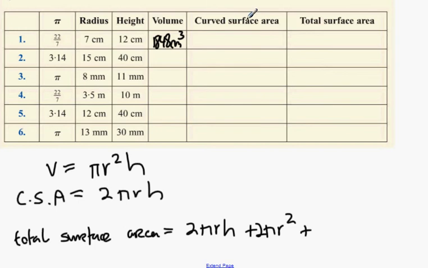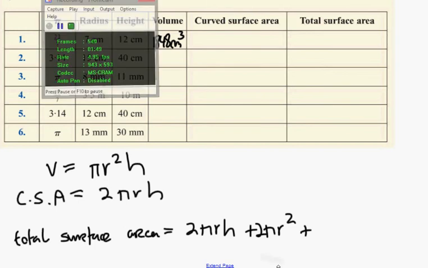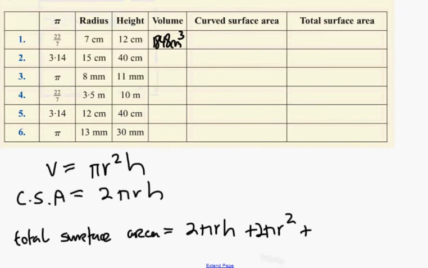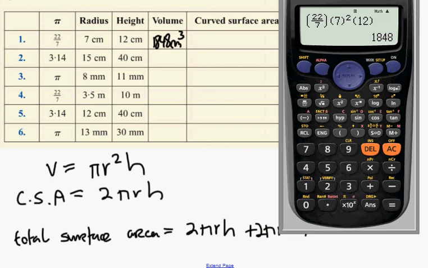Next one you ask is curved surface area. To do curved surface area, once again, get the calculator out, look up the formula. It's 2 pi r h. So you're just going to press 2, multiply by pi. Where's the pi button there? It's shift and this button here. Then the radius is going to be 7, and the height is going to be 12.